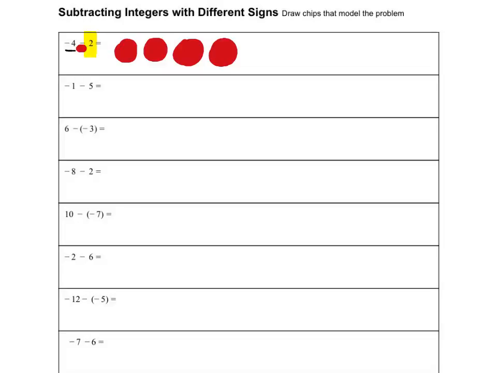I don't see positives on my board. I only have 4 red. Because red is negative, I can't take any of those away because I have to be able to take away black, because black is positive. The way to do that is to once again add my sets of opposites. So a black with a red. Then I would have to add another set of opposites, with a black and a red.